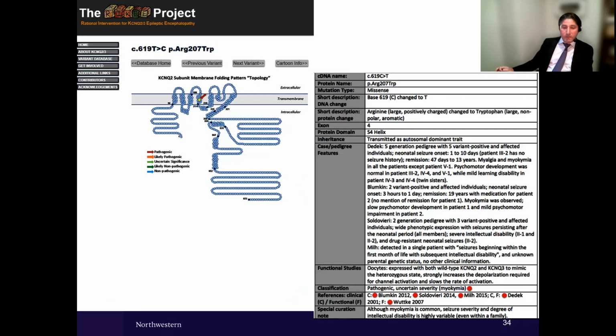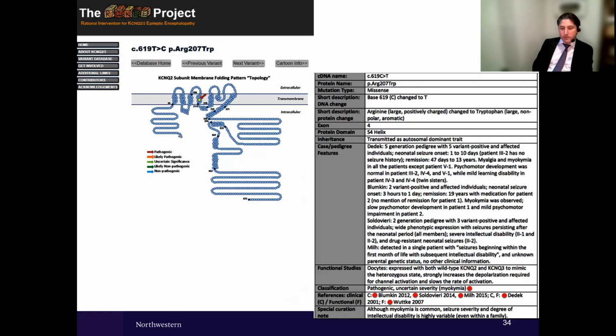So if your doctor gets this variant, the 619T to C, and goes to the website that Dr. Cooper is going to speak about, I believe, you can learn all about how this child has a very specific presentation that can result in myokymia, which is this muscle movement.